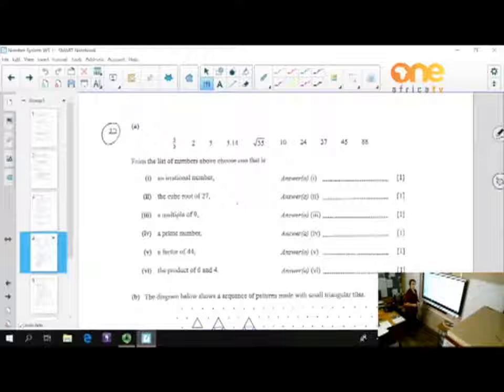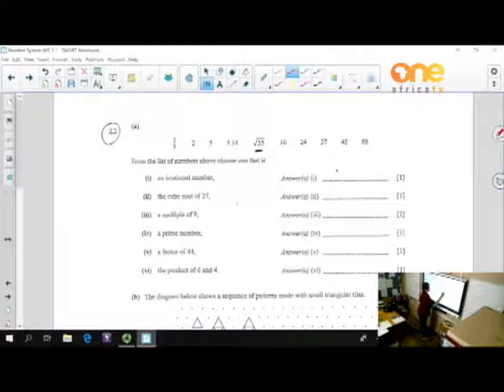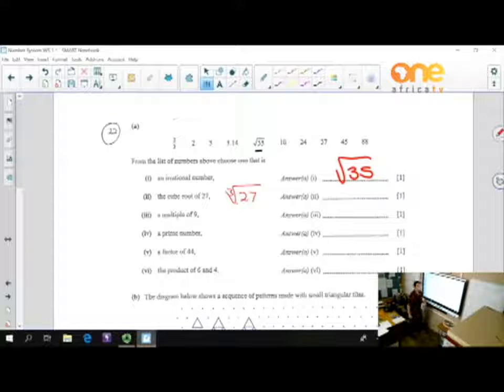I have to round it off. And that's why this one, the square root of 35, is irrational. The square root of 35 is irrational. Then the cube root, so you can just as well press your calculator like this. The cube root of 27, and the answer is 3. A multiple of 9. So 9, 18, 27, and that would be 45.